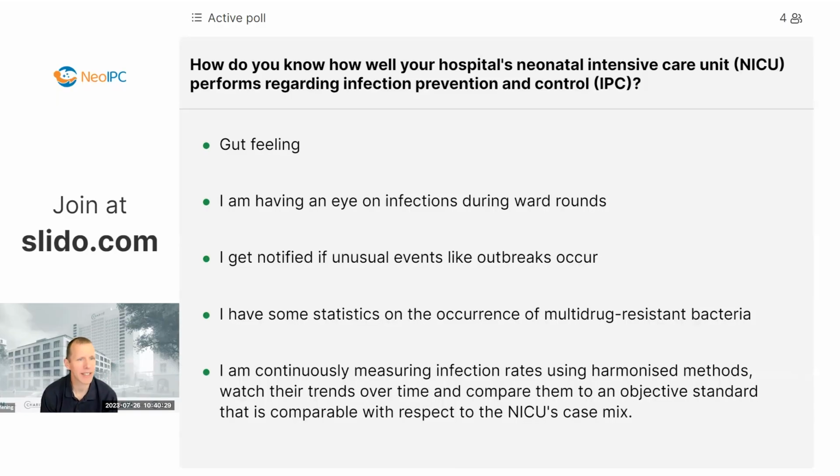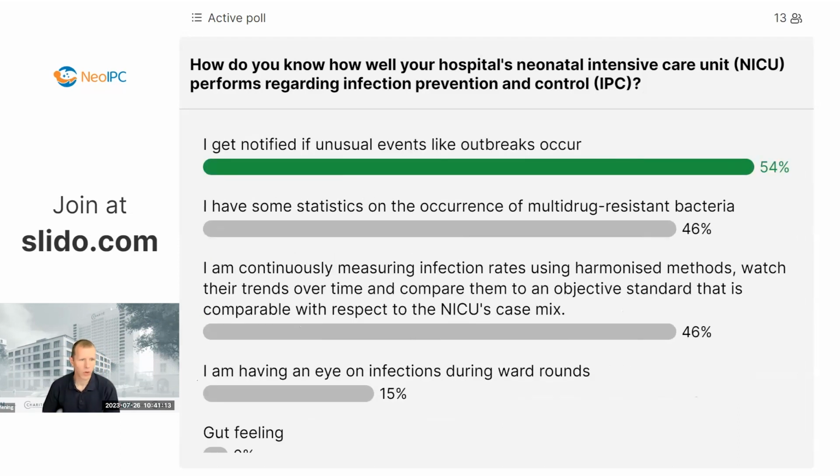I'm interested in how you judge your performance regarding hospital-acquired infections in the NICU. So, gut feeling. Nobody has a gut feeling. That's great already.